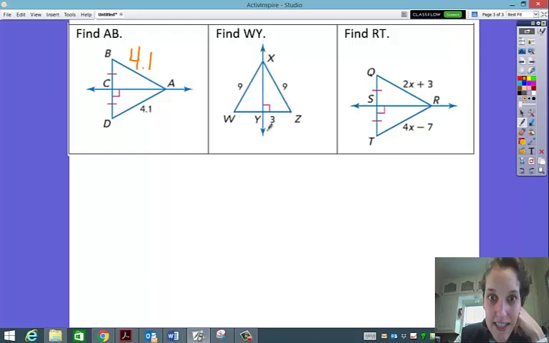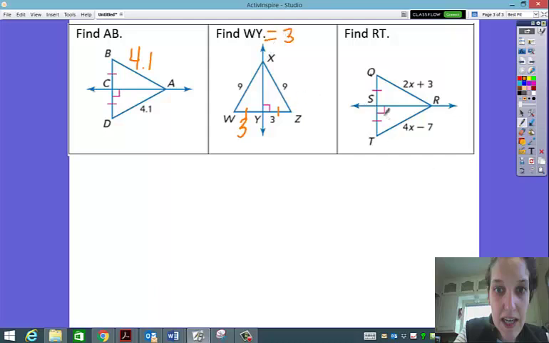And then finally, okay, I see that QS and ST are congruent. So I got the tick marks, and I have my right angle box. So it's a perpendicular bisector. That means that R to Q is the same as from R to T. So I'm going to set those equal to each other. 2x plus 3 should be equal to 4x minus 7. I'm going to subtract 2x from both sides. I'm going to add 7 to both sides. And then I'm going to divide by 2. And x is 5.